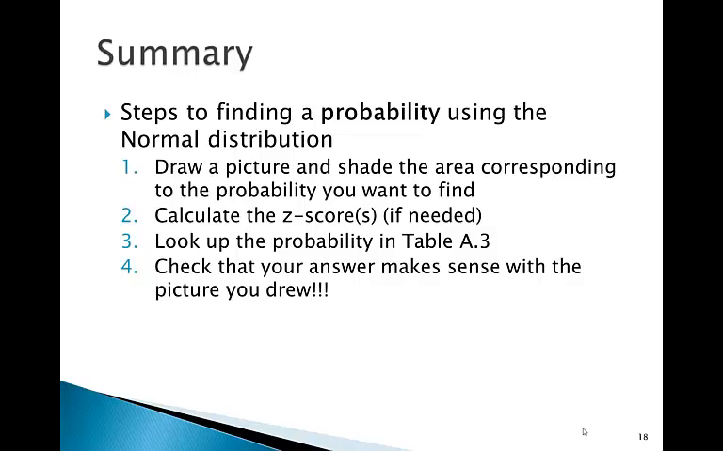For example, if the area that you shaded is less than half of your graph and your probability is greater than 0.5, then those don't match. So you would know you need to take 1 minus that answer to get the correct probability.